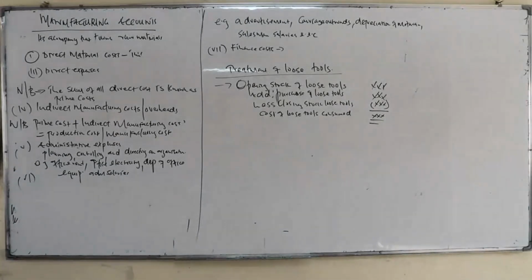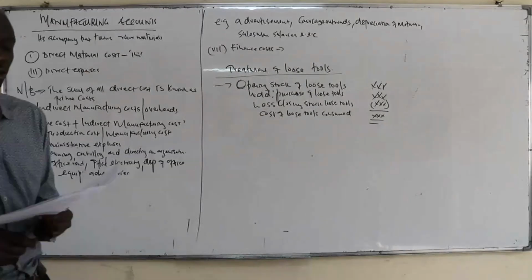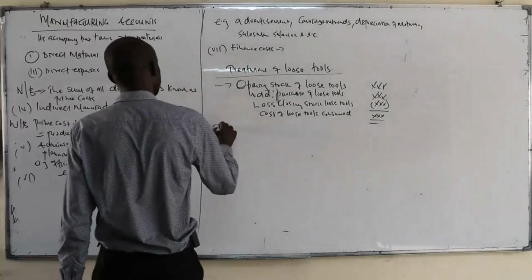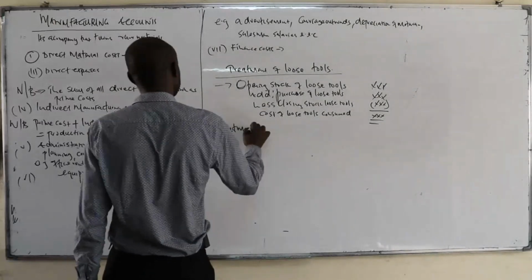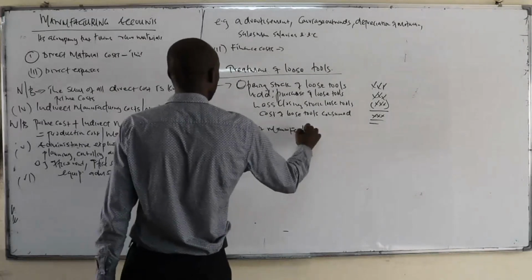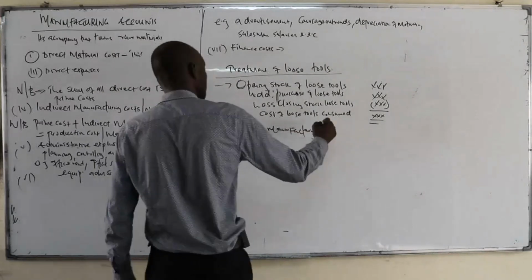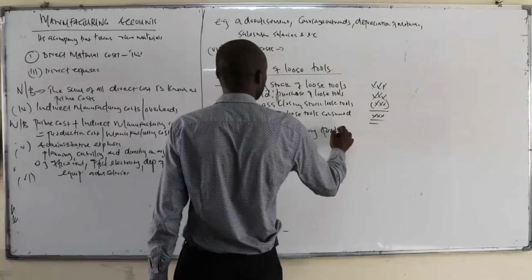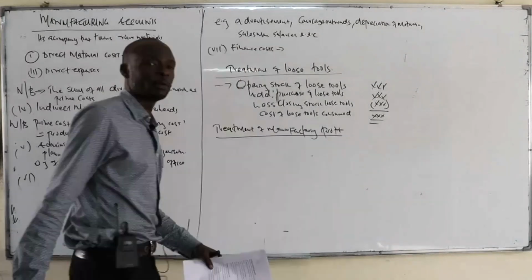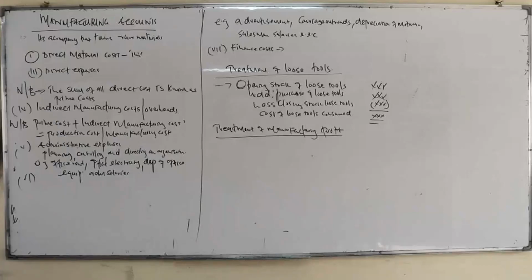So apart from this, another thing that you need to know, and then we do a question, is what we call treatment of manufacturing profit. So right there, treatment of manufacturing profit.